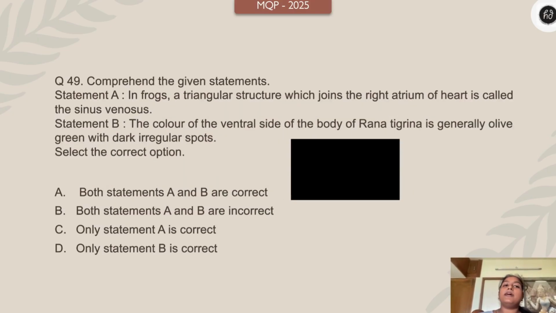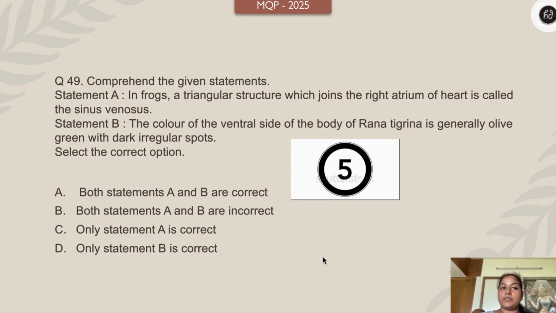Right. The next question. Comprehend the given statements. Statement A: In frog, a triangular structure which joins the right atrium of the heart is called sinus venosus. Statement B: The color of the ventral side of the body of Rana tigrina is generally olive green with dark irregular spots. Which side are they saying? Focus. Your time starts 3, 2, 1 right now.